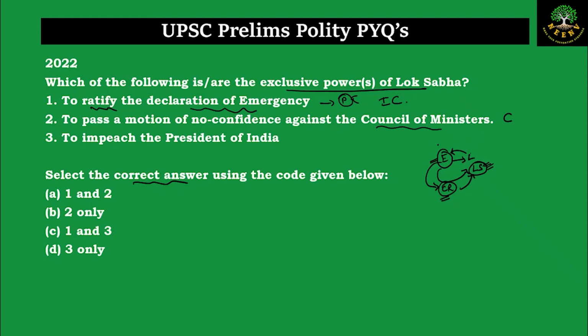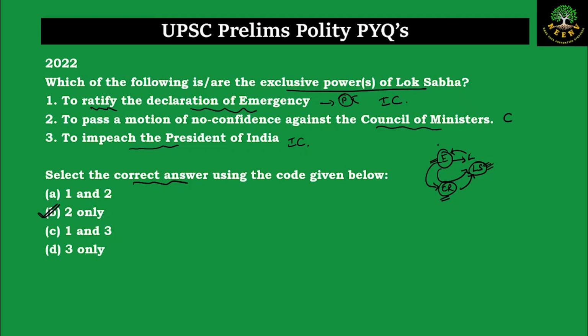To impeach the president. In the election of the president, there is an electoral college, but when it comes to the impeachment of the president, the members of both the houses participate. So this is again not an exclusive power of the Lok Sabha. This will be incorrect. Now, which of the following statements are correct? Only 2 is correct. So answer will be B, only 2.